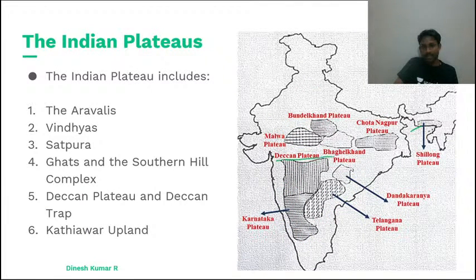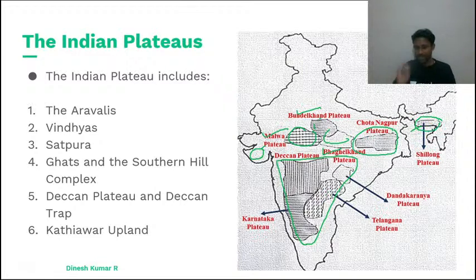This entire region is my Deccan Plateau. Now please wait, I will explain this again. First thing, this entire part is my Deccan Plateau. This is my Kathiawar Plateau. This one is my Malwa Plateau. This one is my Bundelkhand. This one is my Baghelkhand. This region is my Chota Nagpur Plateau, and this is my Meghalaya Plateau. These are the basic divisions.